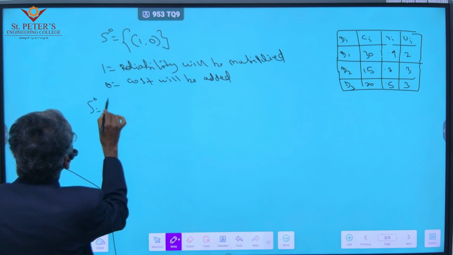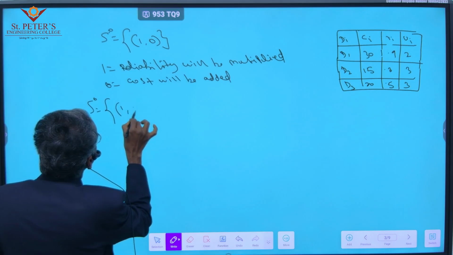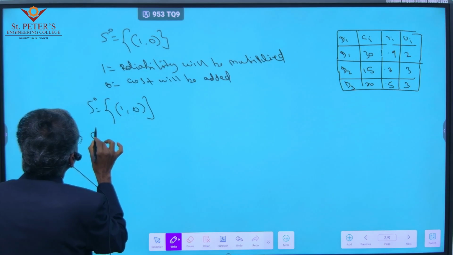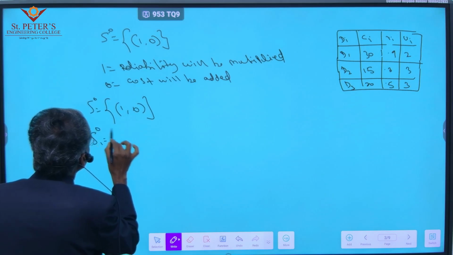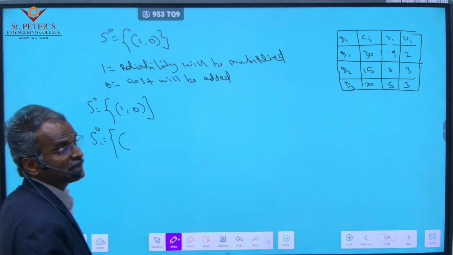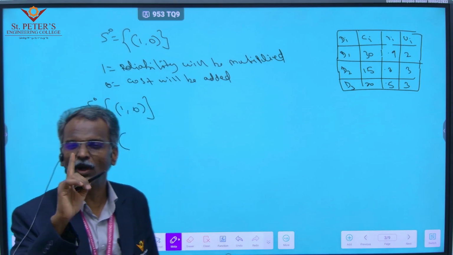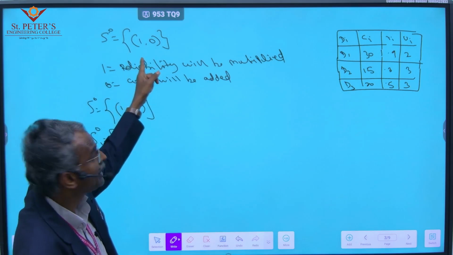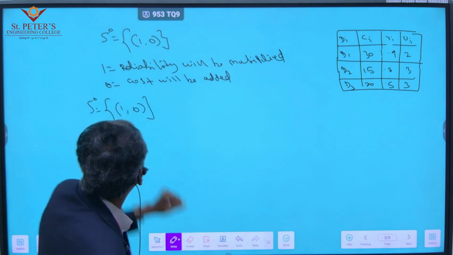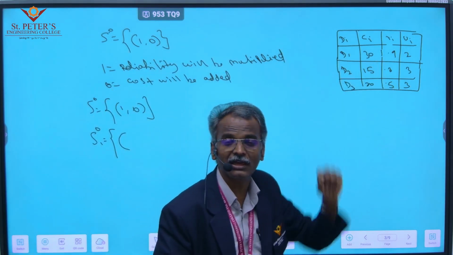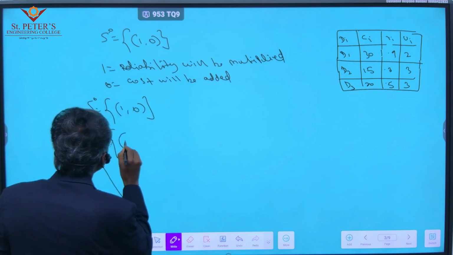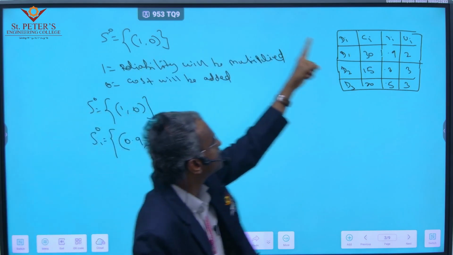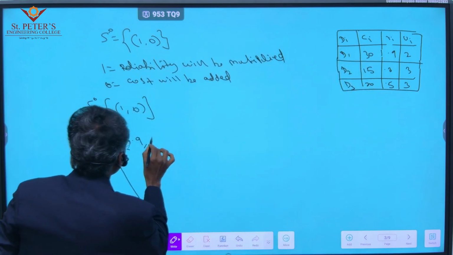S naught is equal to 1 comma 0. For the first device, we are going to buy only one copy. As I told you, this has to be multiplied with the reliability and added with the cost. So 1 into, what is the first device reliability ratio? 0.9, comma 0 plus cost is 30, so 30.